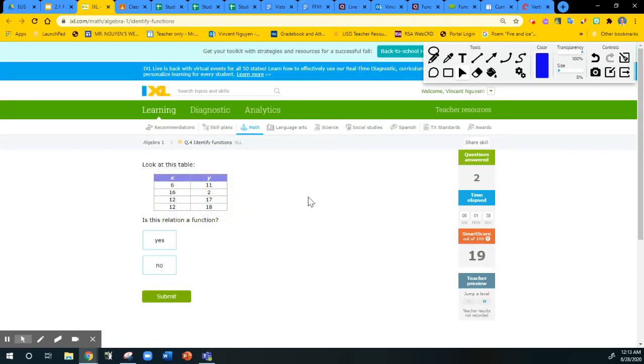All right, let's look at this one. This one is the same thing. As you can see, 12 is being sent to 17, and then 12 is also being sent to 18. You cannot take the same number and send it to two different values or two different places, so to speak. So this is not a function, not a function, okay?